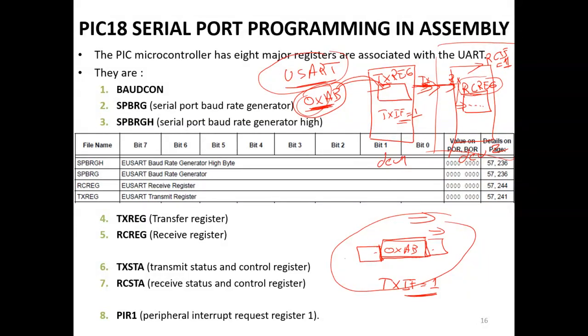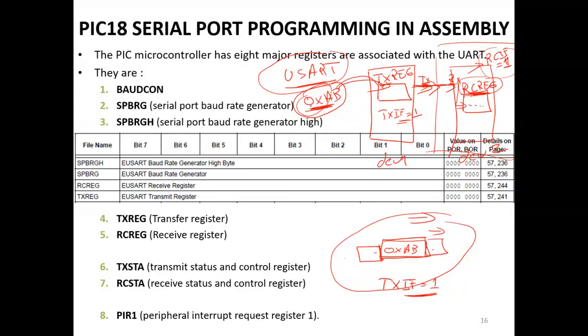If the flag is 0, the CPU didn't receive anything. Okay? Once the CPU received a complete byte of data, the flag will be 1, the RCIF is 1. So here you have to check the RCIF. Once the RCIF is 1, then we received data, and then we can read it. So how to read it? We can read it from the RC register by using movf, movff.